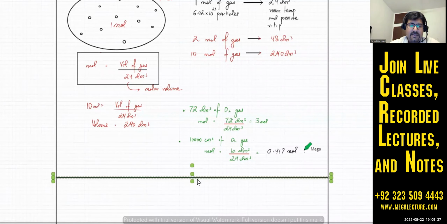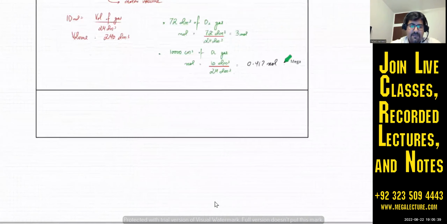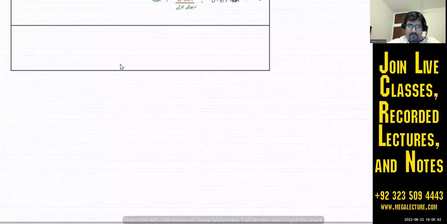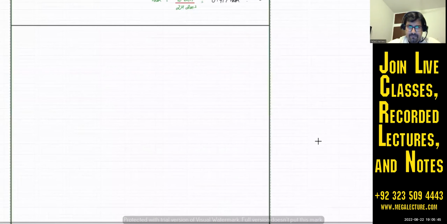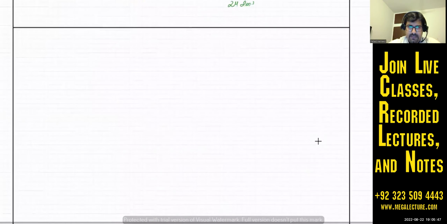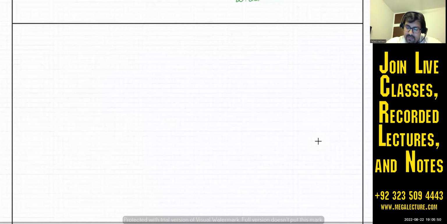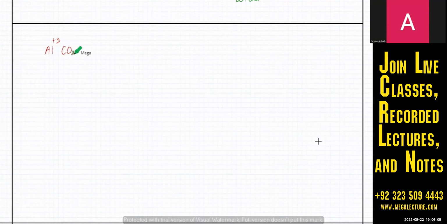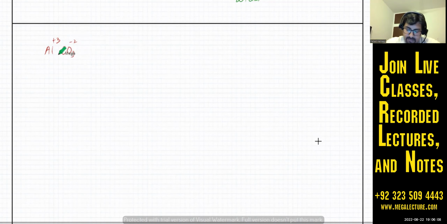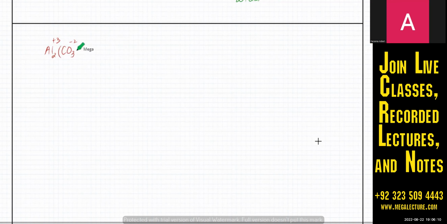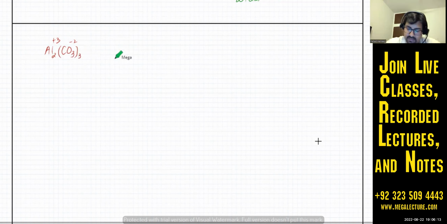And in this question, let's say I've got aluminium carbonate. What will the formula of aluminium carbonate be? It's going to be Al is group 3, so it's +3, and carbonate is CO3 with -2, right? So what will the formula be? So Al2(CO3)3.